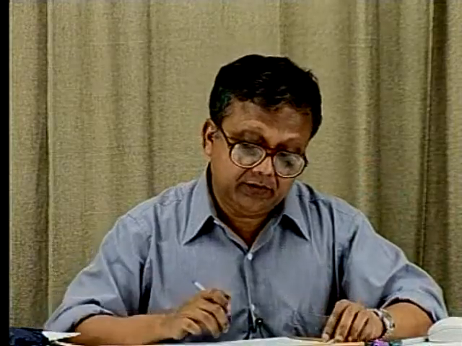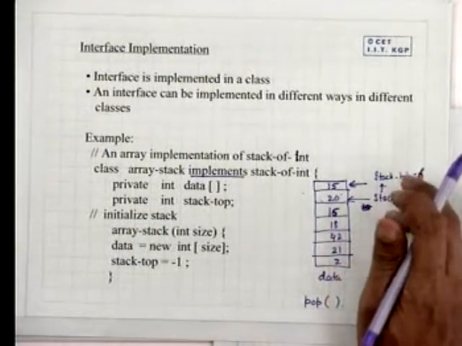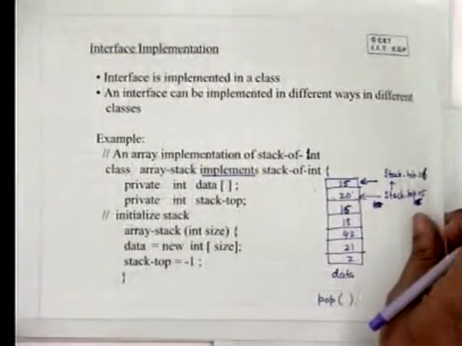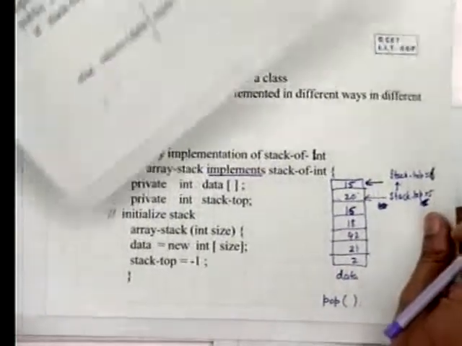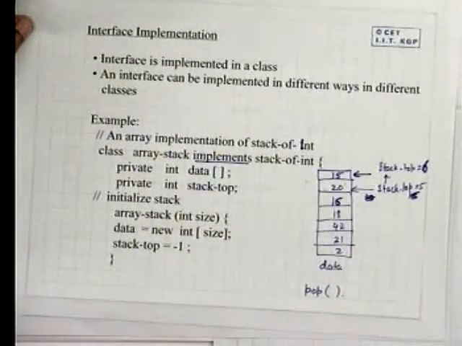So that's what we are doing. Else return the data located at the location stack top, and then reduce the value of stack top. So you will return the value 15 and then reduce stack top to 5, indicating that that is the current top of the stack. So this is a typical implementation of the push and pop operations on a stack, implemented with the help of an array.